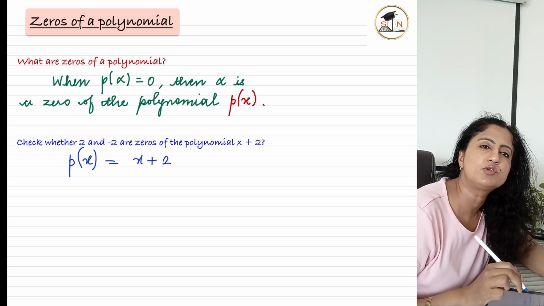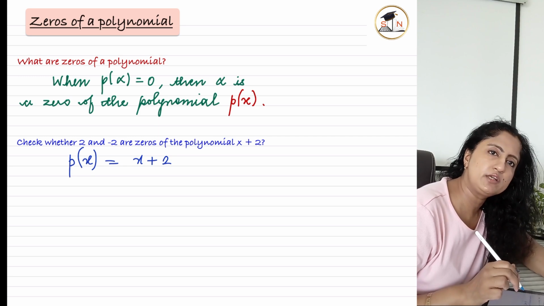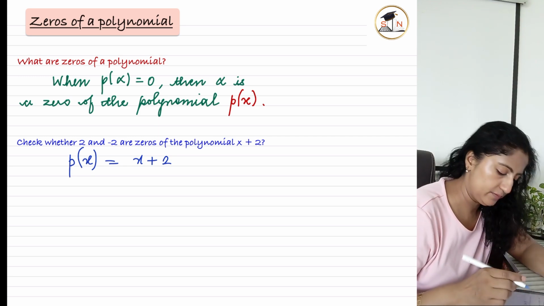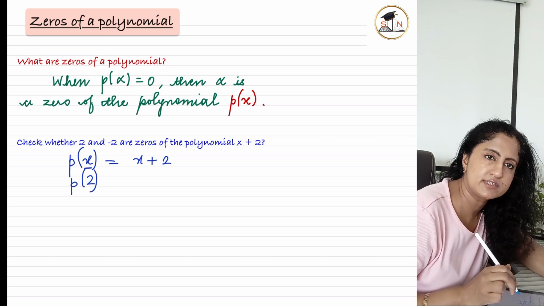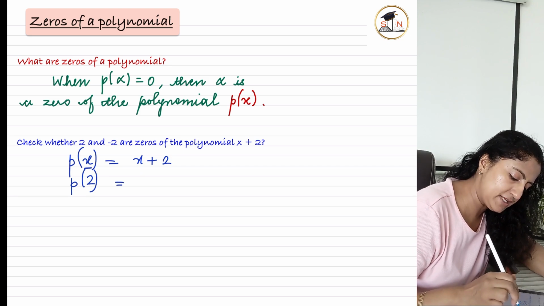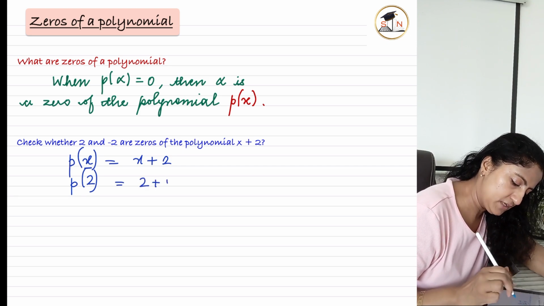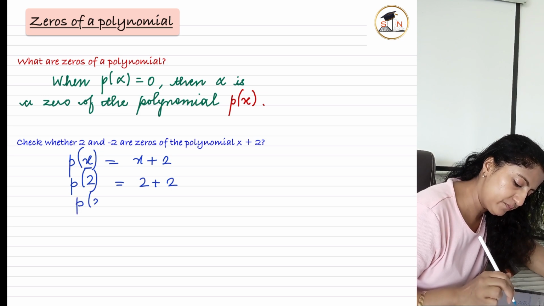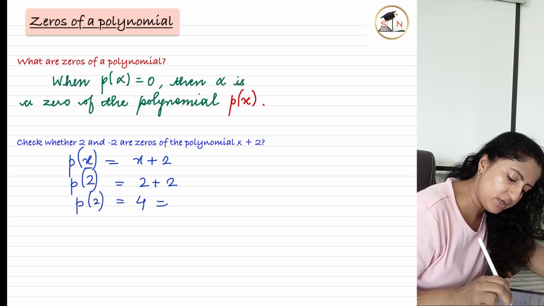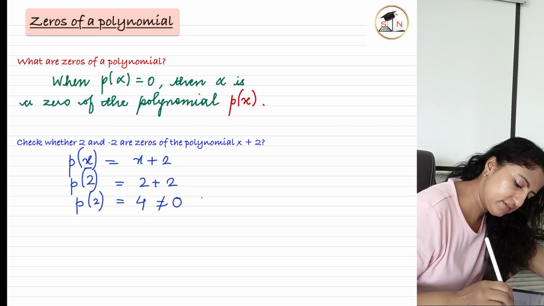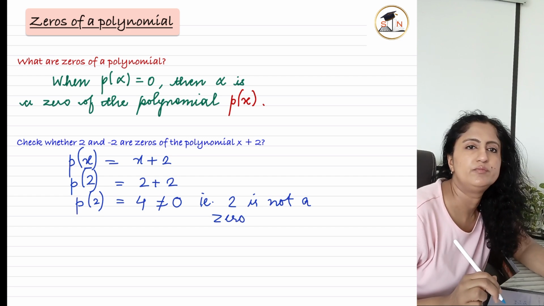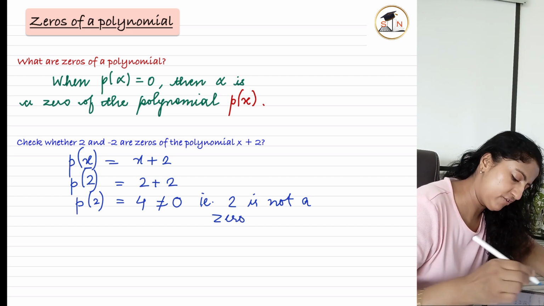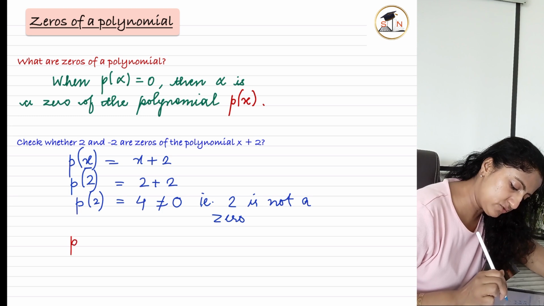Now, as I told, we have to replace x. So the replacement is going to take place on the left as well as on the right. I am going to replace this x also with 2 because I am checking for 2 first. And the substitution will take place on the right side as well. So what we get, p(2) comes out to be 4. Now, this is not equal to 0. That means 2 is not a zero.